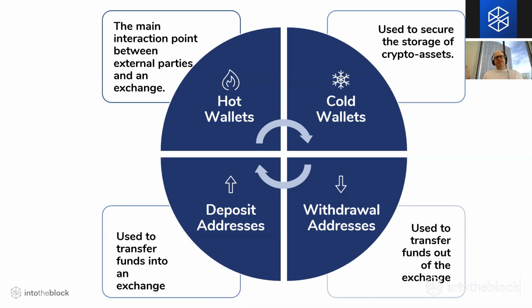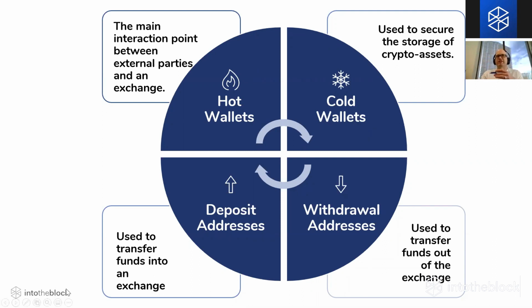The opposite of that is the cold wallet, that is typically used for a more secure, stable storage that doesn't see a lot of activity. And then on the edges of that, we have deposit addresses that are being used to transfer money into the exchange, into the hot wallet, and withdrawal addresses that are used to withdraw money from the hot wallet into other addresses.